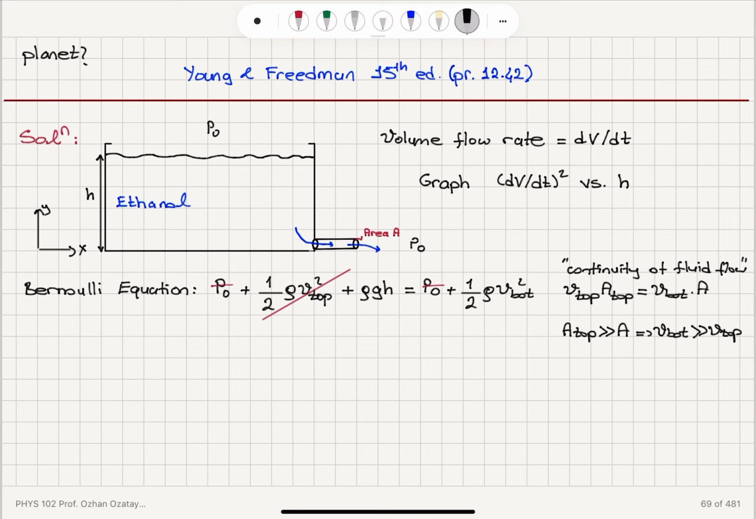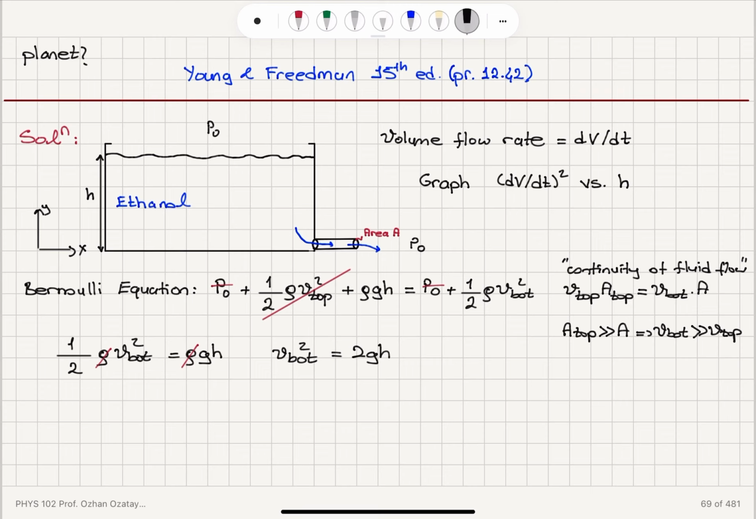Okay, so with that, I find that Bernoulli's equation reduces to 1/2 density of ethanol v_bottom squared is equal to density times g h. So the densities also cancel, and v_bottom squared is equal to 2gh.